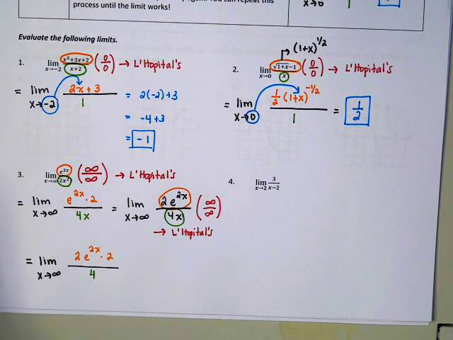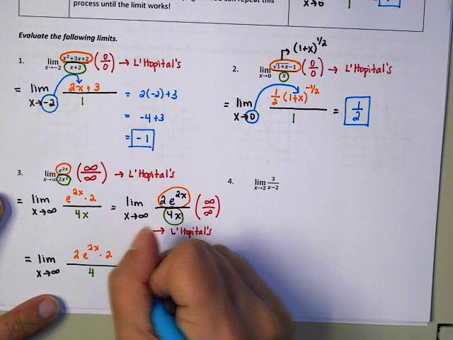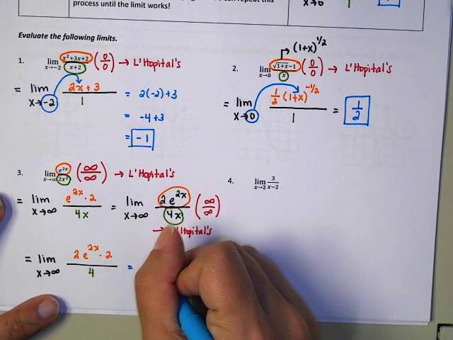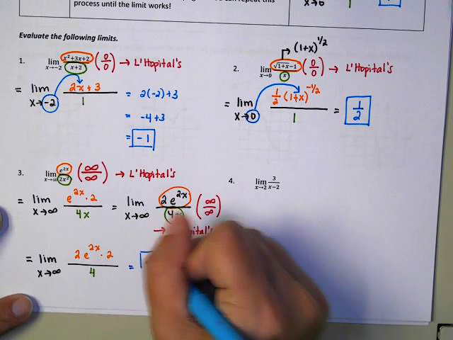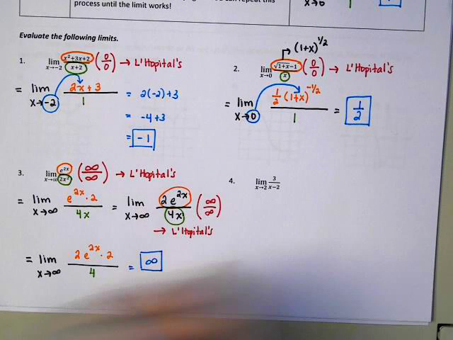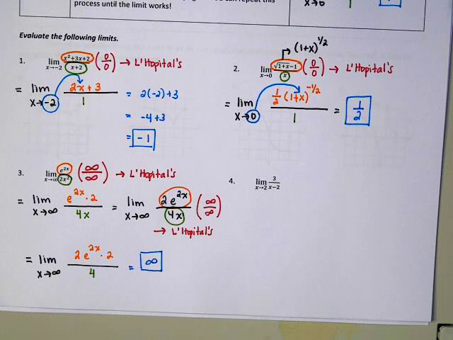Now, when I substitute in my value, I'm going to get infinity on the top and 4 on the bottom. And since infinity divided by 4 is just infinity, it's not an indeterminate form anymore. Therefore, my answer is just infinity.